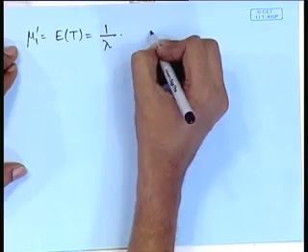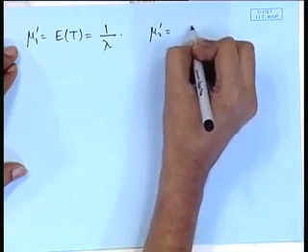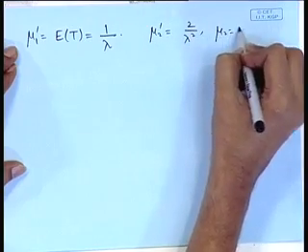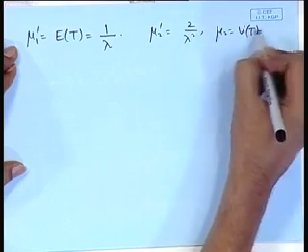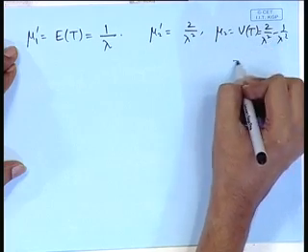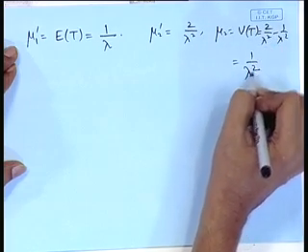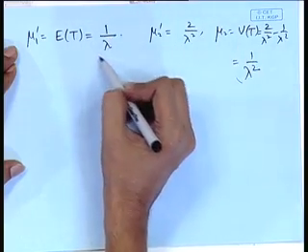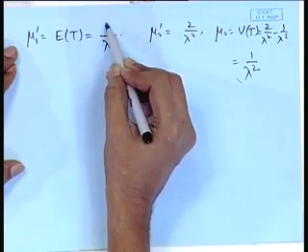We may also look at mu 2 prime, that is equal to 2 by lambda square, and therefore, mu 2, that is the variance, will become 2 by lambda square minus 1 by lambda square, that is equal to 1 by lambda square. So, you can observe here the variance of the exponential distribution is square of the mean.